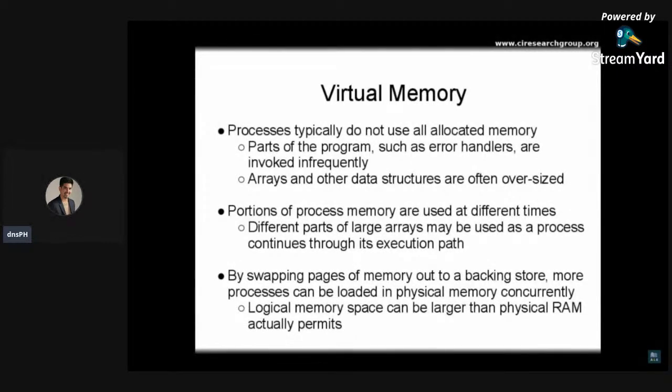If we can swap unused pages out of memory and onto a backing store, such as a hard disk, we can fit more processes into memory at once, increasing our degree of multiprogramming. Furthermore, we can give each process its own large logical memory space, which can in fact be larger than the amount of physical RAM on the system.